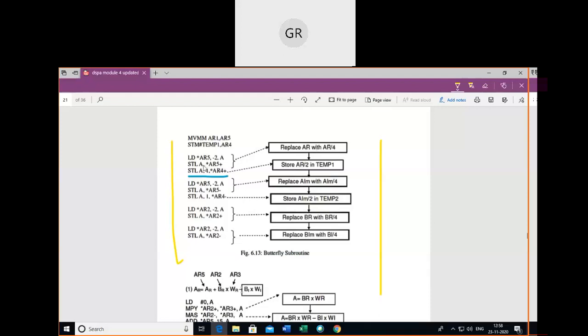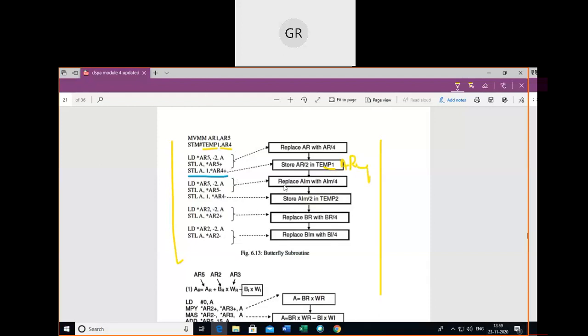Then store that AR divided by 2 in temp1. See here, temp1 means store #temp1 in AR4. That means temp1 is in the AR4 register. That's why we use STL A comma 1 comma AR4 plus. That means here we store AR divided by 2 in the temporary register, which is AR4.